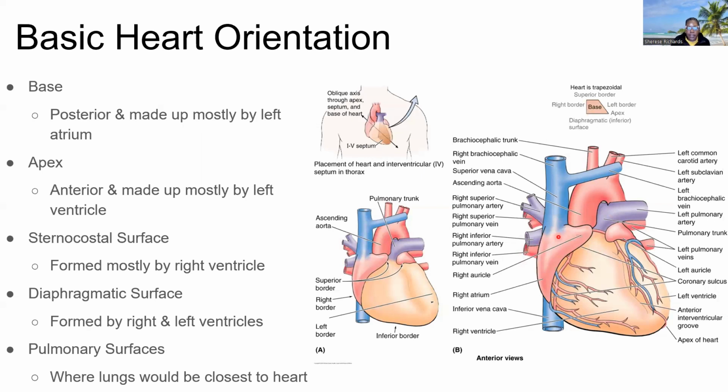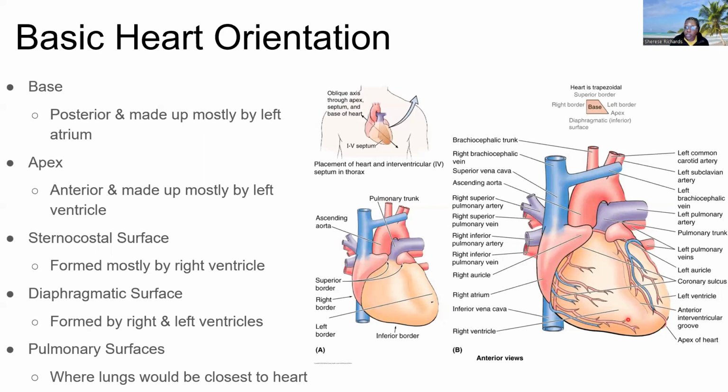The apex on the other end is going to be the pointed part, mainly formed by the left ventricle. So that's the portion of the heart that kind of points out towards the thoracic cavity. The sternocostal surface is formed mainly by the right ventricle. So this is the portion that sits right behind the sternum, and it's formed by the right side of the ventricle here, the right side of the ventricle.